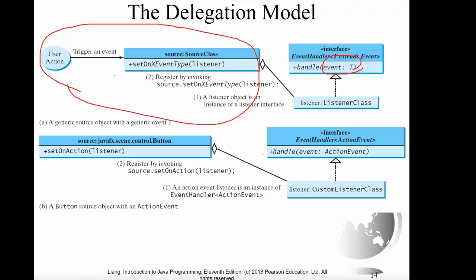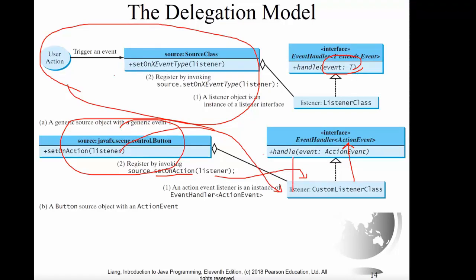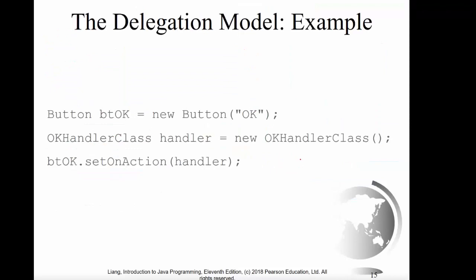You won't get to it this semester. Okay? So now if you have a button, the button can fire an action event. How to register to listen to the events of the button? Set on action. And your listener will listen. Your listener will be someone who implements the event handler. So when you click the button, the event will go to the listener. The listener will process the event in the handle method.